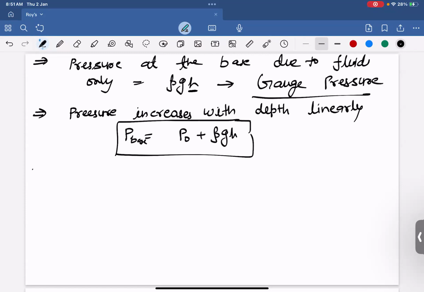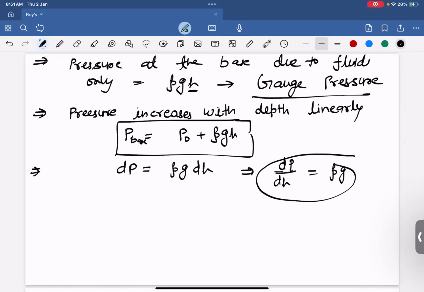Now if you differentiate, then we can say dP will be rho g dH. That means dP by dH, the pressure-depth slope, is constant, and it is rho into g. Like that we can write.